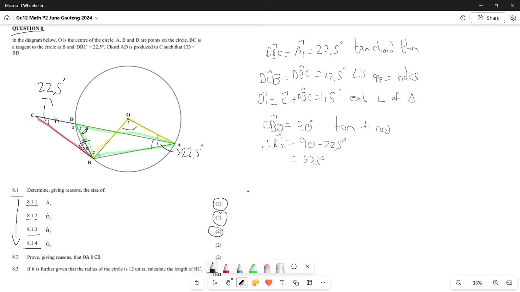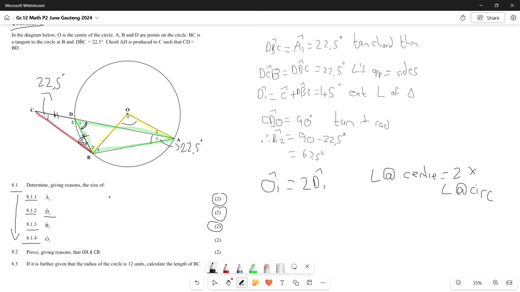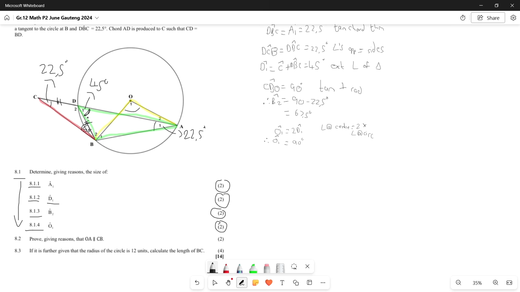which means that all we have to write is that O1 equals 2 times D1 over there, because angle at center equals 2 times angle at circumference, which means that D1 we calculated as 45 degrees earlier, and that means that O1 is 90. So O1 equals 2 times D1, 2 times 45 is 90 degrees, and therefore O1 equals 90 degrees. And that would earn us 2 marks over there. Great, because then 8.2 over here says prove giving reasons that OA, so OA over here, is parallel to CB.